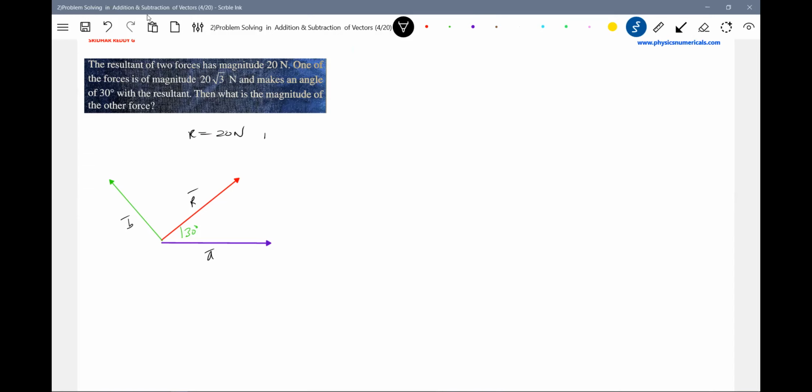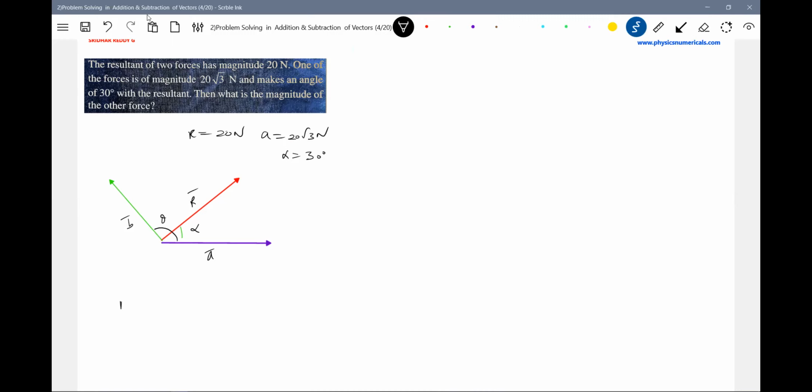One of the forces has magnitude 20 √3 Newton. The angle theta, okay, let me write all the data so it'll be easy for simplification. Theta is how much? It is asking only to get the B, no? This is something I'll call alpha, because it is the angle made with the resultant. So what is this angle? We don't know. So what is your approach?